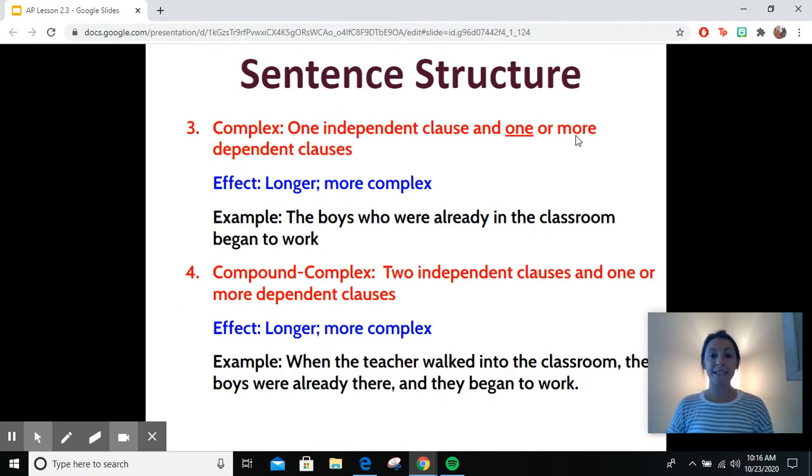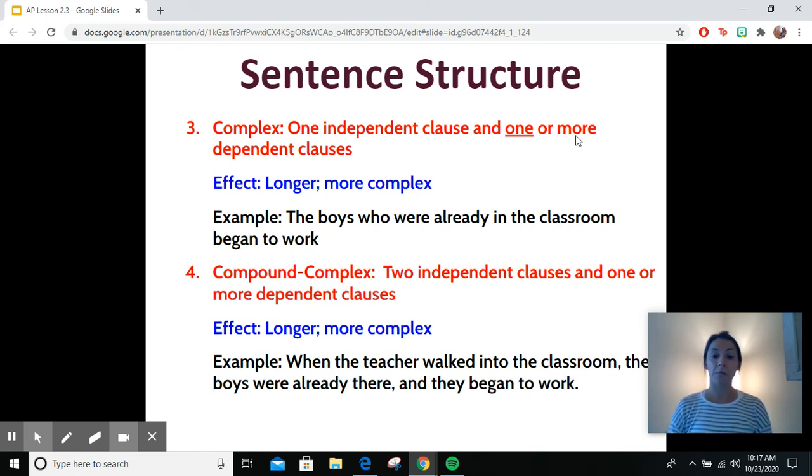Next one, complex sentences: one independent clause and one or more dependent clauses. The effect of this is that it's longer and more complex. There are more ideas in that sentence. Example: the boys who were already in the classroom began to work.